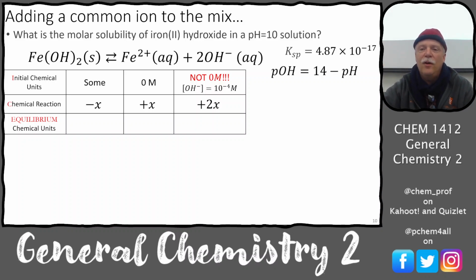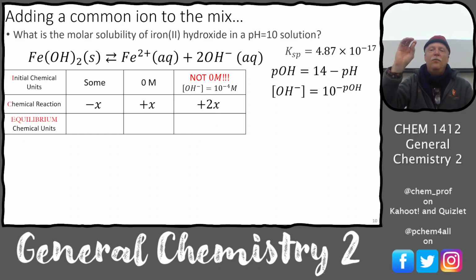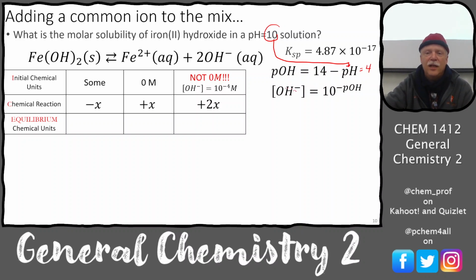So where did I get that? Well, pH 10, what's the pOH? 14 minus that, okay? So what's 14 minus 10? That's 4. So what's the concentration of the hydroxide ion? It's 10 to the minus 4. So that's where that 10 to the minus 4 came from. I have the pH 10, so that number goes right here. So that's equal to 4. So that's the pOH, and the concentration of hydroxide is 10 to the minus pOH. So that's right there.